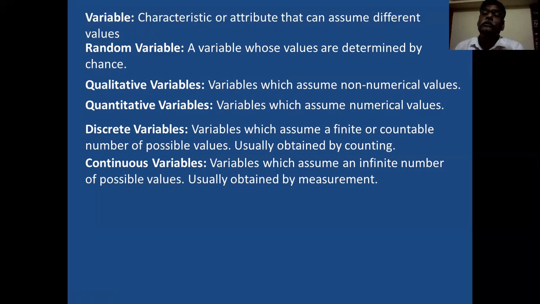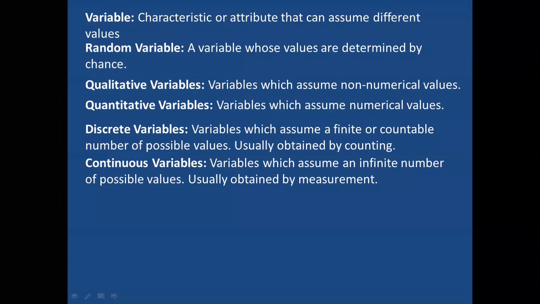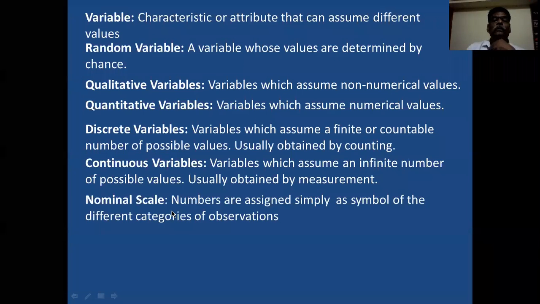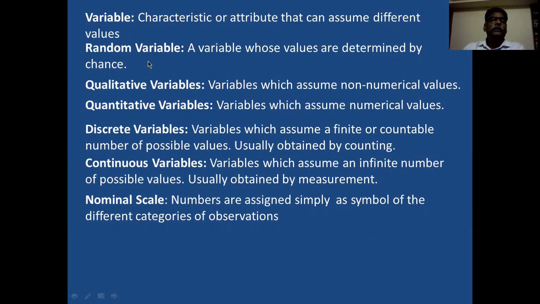If it is not possible to express the exact number, a definite number, then that variable is called a continuous variable. These are the points you remember regarding variables. These questions may come for 2 marks: What is a variable? What is a random variable? What is a qualitative variable? What is a quantitative variable, discrete variable, continuous variable?